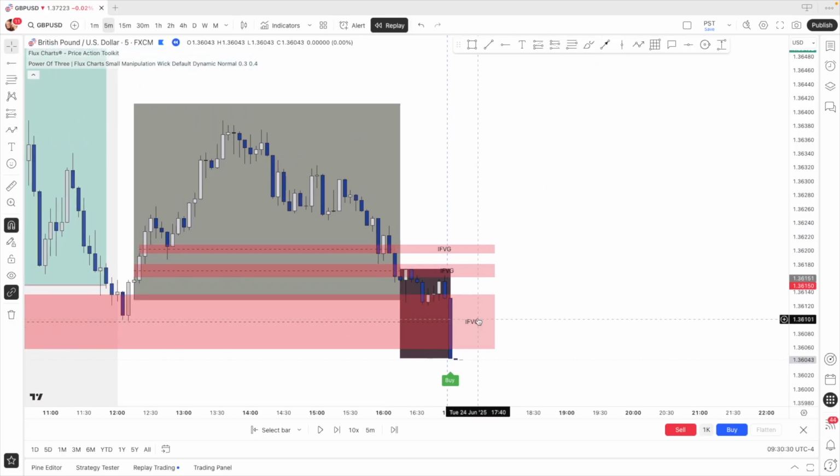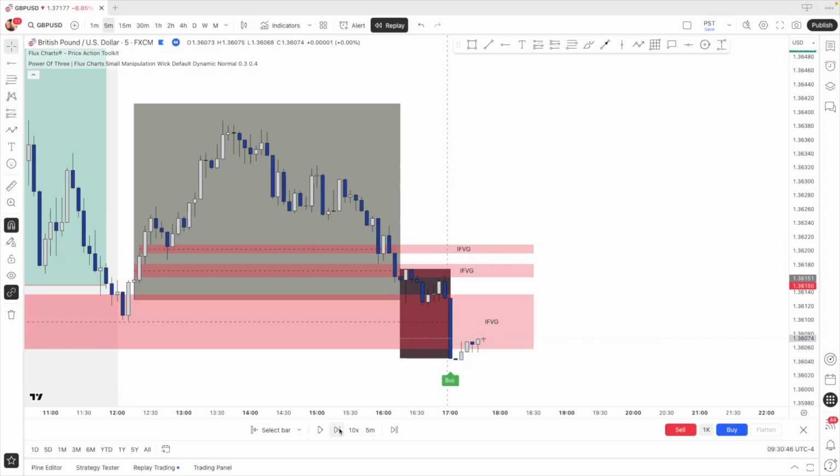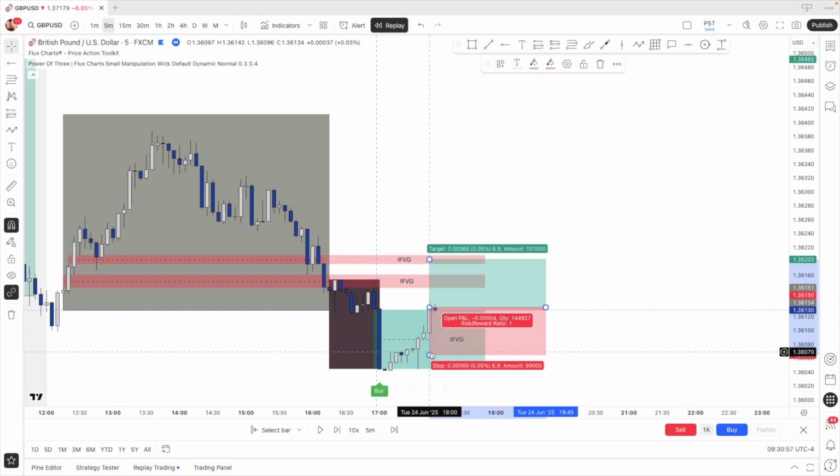There we go. As you can see, manipulation is happening. And now we want to enter from an inverse fair value gap. As you can see, we have the buy signal right over there. There we go. We have a close above this inverse fair value gap. So you are going to enter your trade.